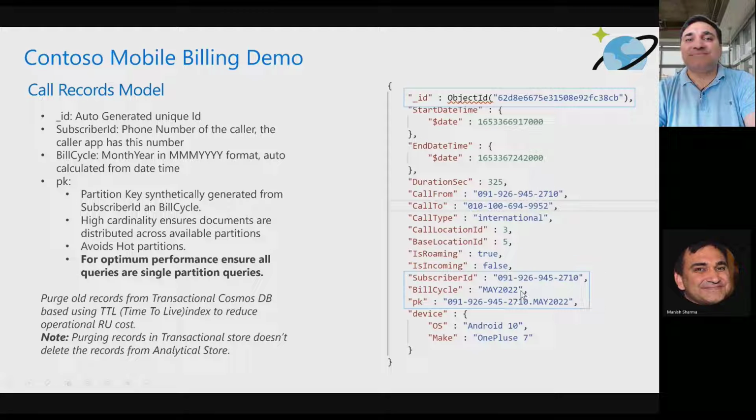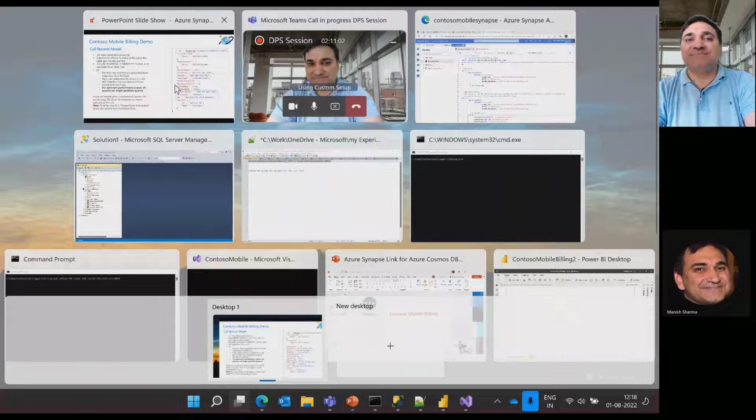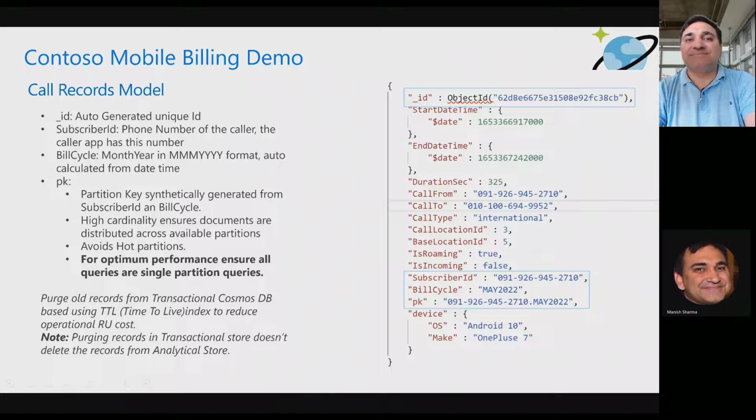Then we have a bill cycle, which is the month followed by the year, an auto-calculated field based on the date and time. And then we have the PK, or the partition key, which is a combination of subscriber ID and the bill cycle. The partition key here is important because it decides how the data will be partitioned and stored in the database.